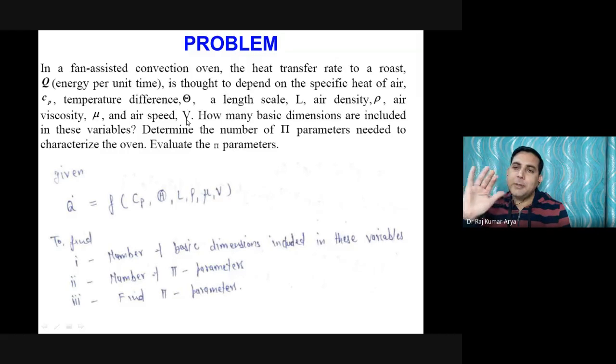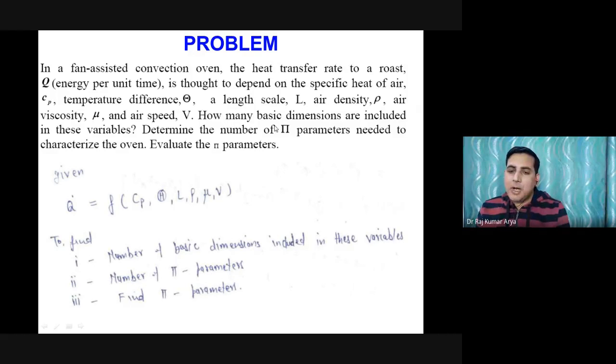This is what is given in this problem. Because you are a beginner, you are not supposed to think of those parameters first. Let's say you want to do heating in an oven: the energy per unit time is thought to depend on many things: the specific heat of the air, Cp, the temperature difference, delta T, the length of your body, the air density, the viscosity of the air, and the speed at which the air is blowing on that particular object.